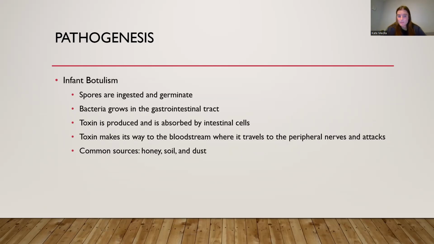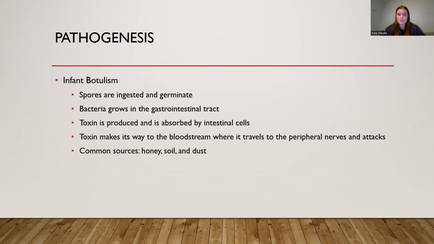Next one is infant botulism. So spores are ingested by infants, and this happens a lot with young children because they get dirt and soil and that kind of stuff in their mouth. And so that's how the spores are ingested, and they germinate and grow in the gastrointestinal tract of the infant.